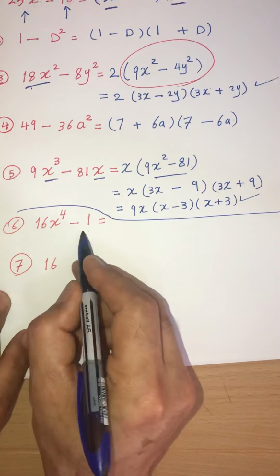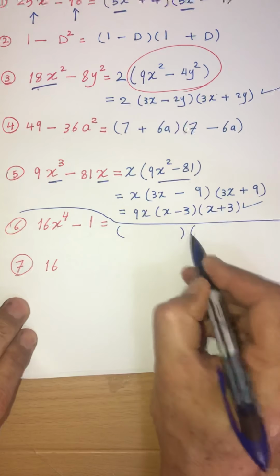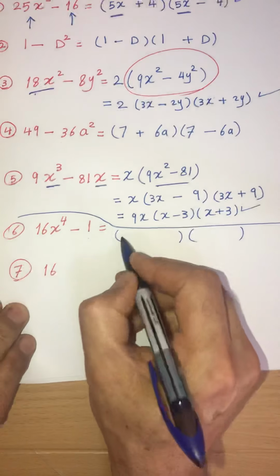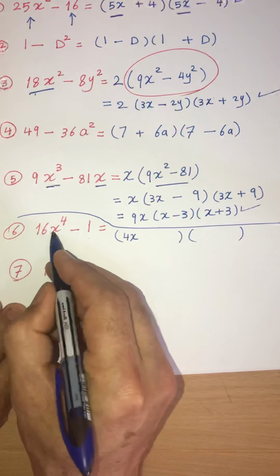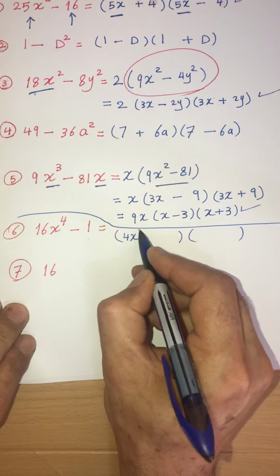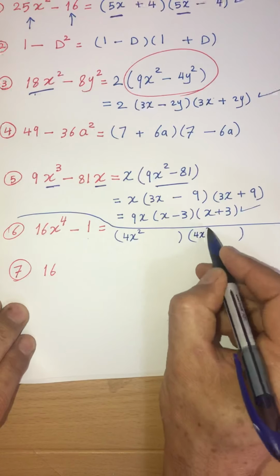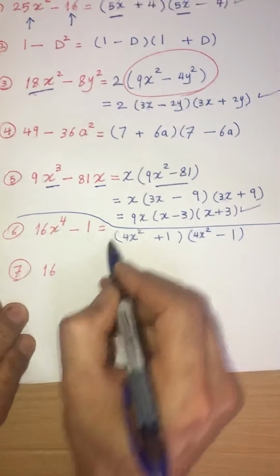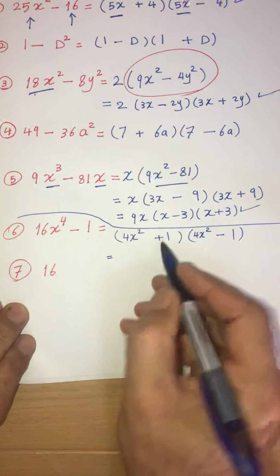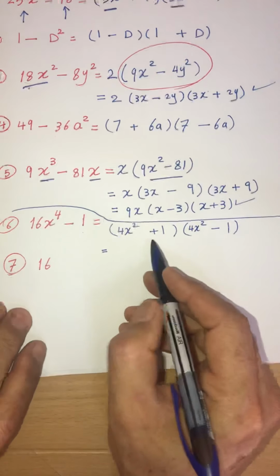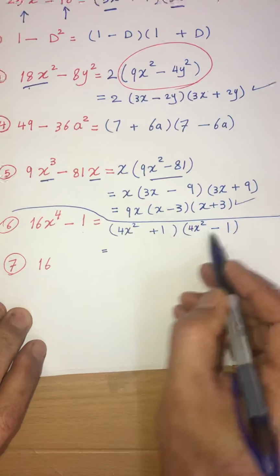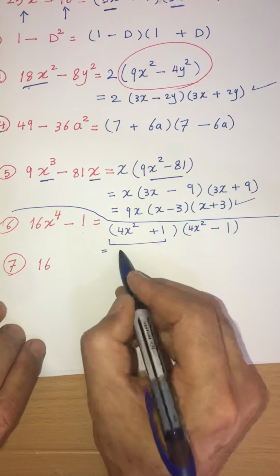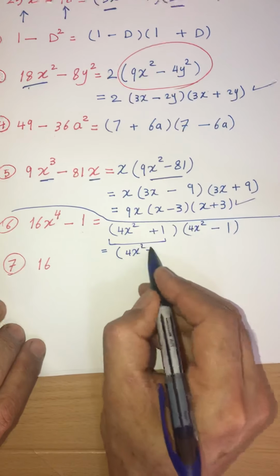16x to the power 4 minus 1, a difference of two squares. Just write parentheses, split 16x to the power 4 into 4x squared times 4x squared. The 1 is 1 times 1, one plus and one minus. After this step, can you factorize more this or this? Do we have a factorization for a sum of two squares? No, we don't. Just write it again, 4x squared plus 1.